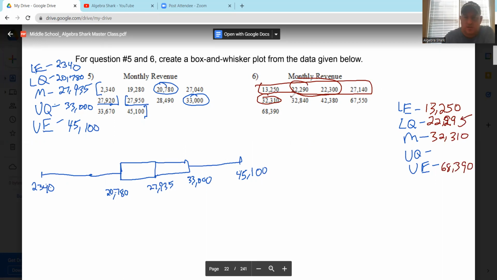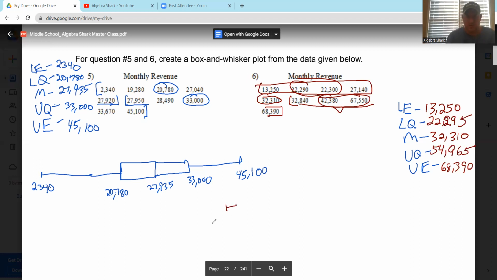And then the upper quartile is going to be the middle of the upper half, which would be this number and this number. So I'm going to take my calculator for that one. We're going to add them up and divide by 2. So 42,380 plus 67,550 divided by 2. And that would give us an upper quartile of 54,965.